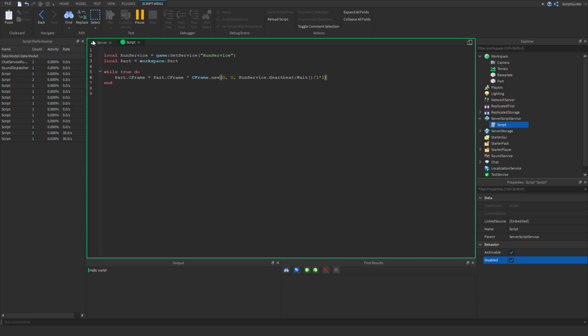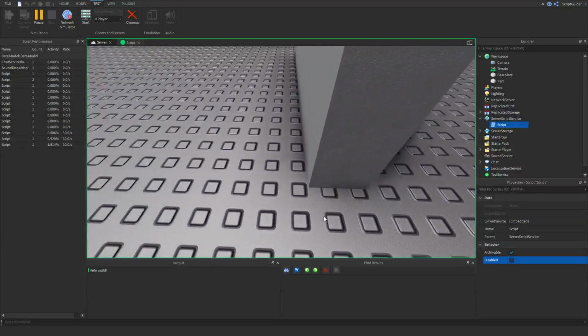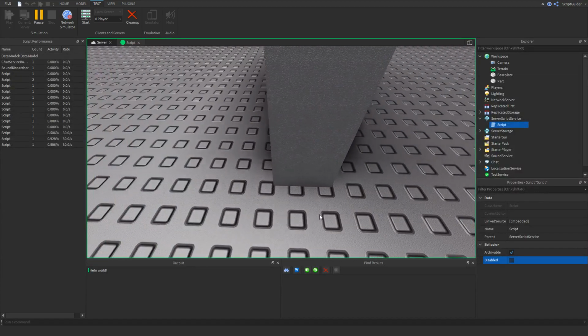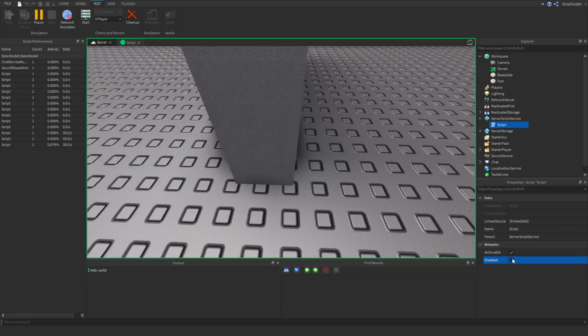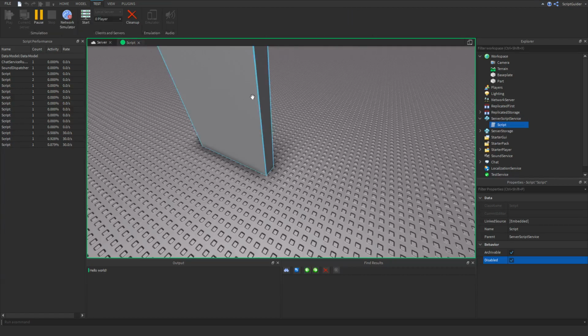So 1 stud per 1 second would be this right here. Just like that. Cool. Trying to think if there's anything else that I want to explain here. I think that's it. I guess I could give an example of rotation since that's a popular one.